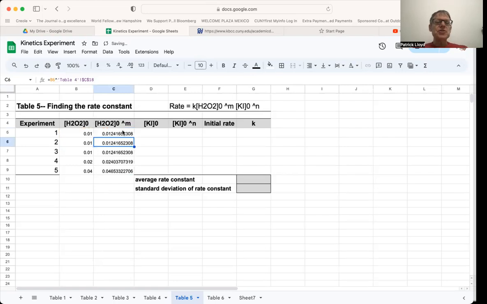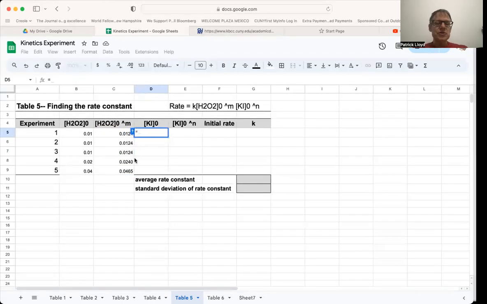Okay, and then fill that down. Again, we don't need so many significant figures, so let's bring it back a little bit, down to, say, 3. There's our initial concentration of H2O2 to the m. Good, excellent. Now we do the same thing for KI.